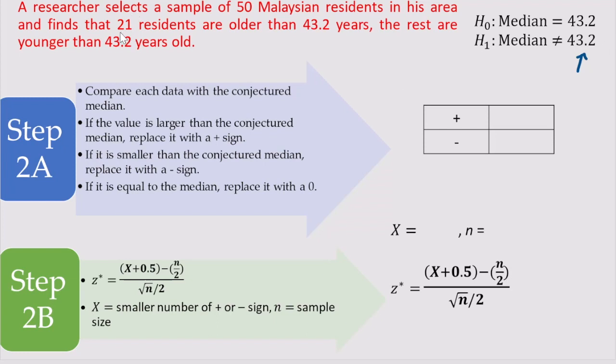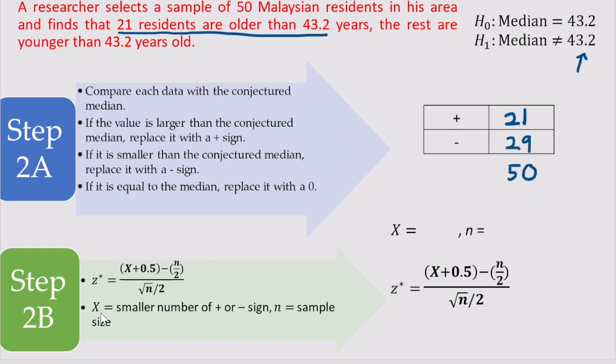and we have 21 residents who are older than 43.2. That means we would replace a positive sign for 21 out of 50 residents. So over here, that would be 21. And the rest are younger than 43.2 years old. In total, we have 50 residents. Okay, so 50 minus 21 would be 29.